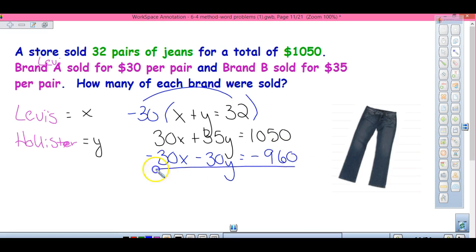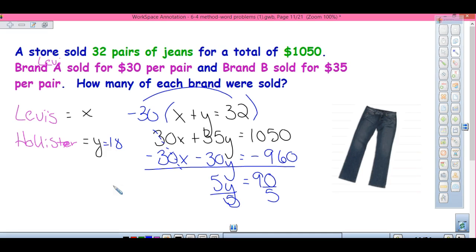Negative 960. Okay, so my x's cancel. How many y's do I have left? 5y equals 90. Divide by 5, y equals 18.